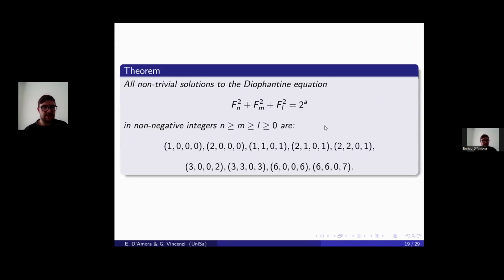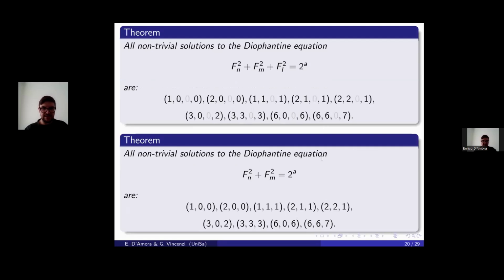Okay, now I can explain why we used the word unexpected in the title. If we compare this theorem with the theorem on solutions of the equation with 2 squares, we have that the solutions are the same. In fact, in our solution, we have always l equal to 0. So a new addend doesn't contribute. And this is why we use the word unexpected.